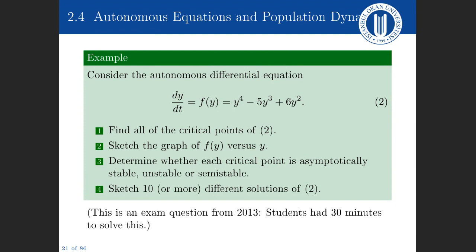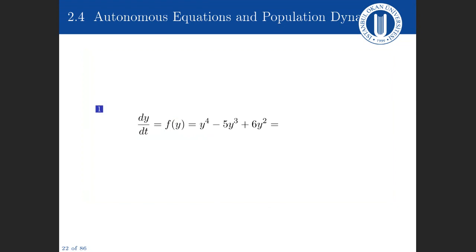This is actually an exam question which I asked back in 2013, and back in 2013, students had about 30 minutes to solve this question. So, step 1, find all of the critical points. We need to factorize our function to y squared, y minus 2, y minus 3. And then we can see that this is equal to 0 if y is 0, y is 2, or y is 3.